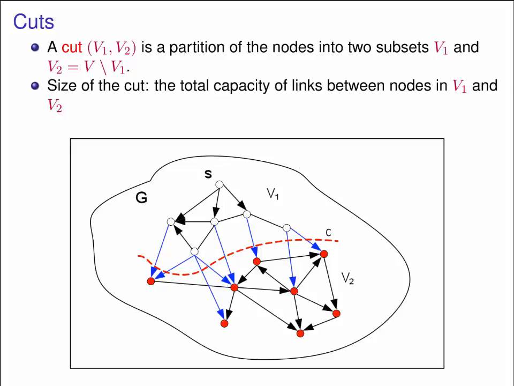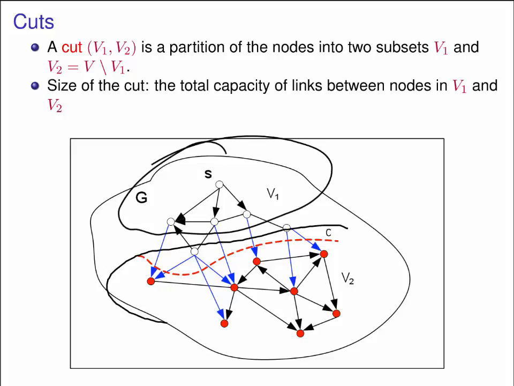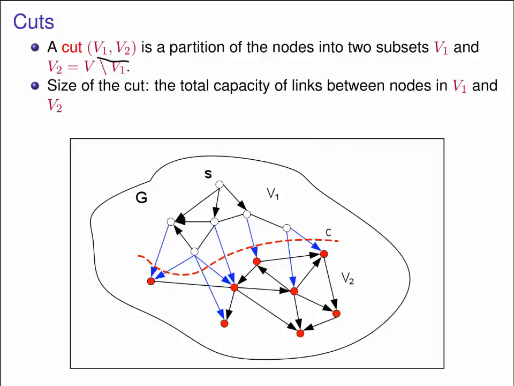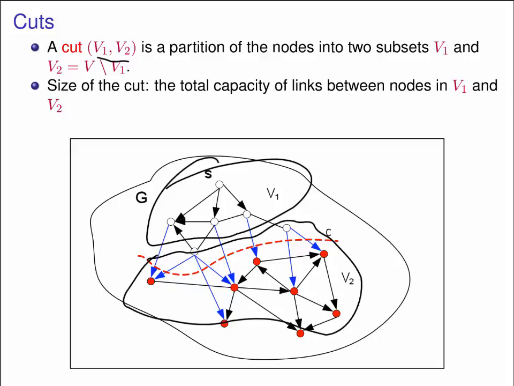For example, here we have one subset V1 and another subset V2. So this partition defines a cut from V1 to V2, and the size of the cut is equal to the total capacity of the links between nodes in V1 and nodes in V2. So for example, in this case, V1 includes those nodes, and V2 includes the rest of the nodes in this graph. All the blue links are the links that connect nodes in V1 to nodes in V2, and the size of this cut C will be equal to the total capacity of links in this cut. Since we consider that the capacity of each link is equal to 1, the size of the cut will be equal to the total number of links in this cut.